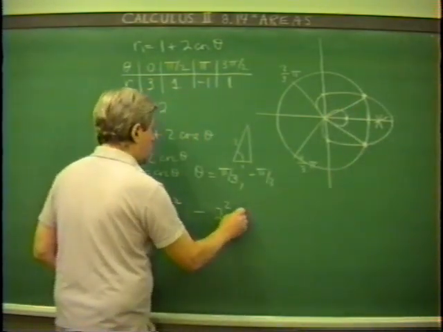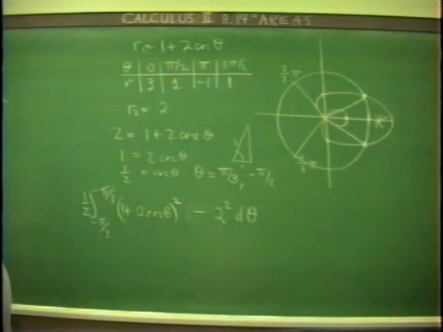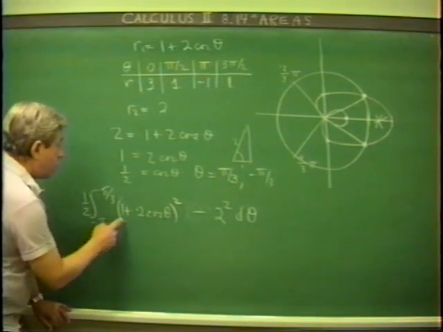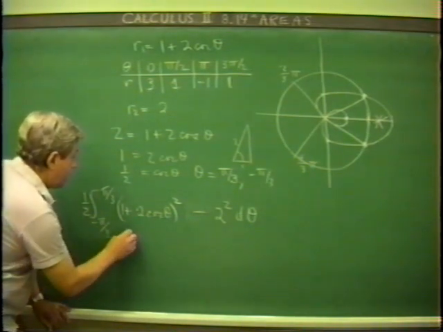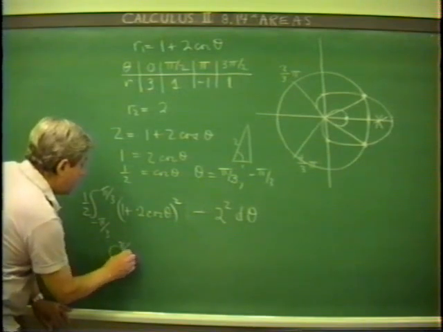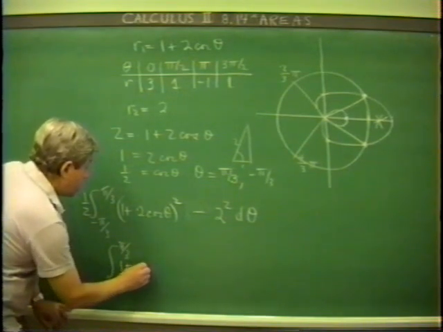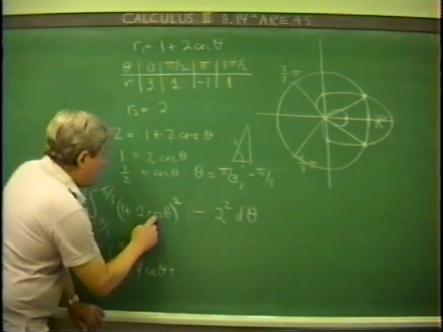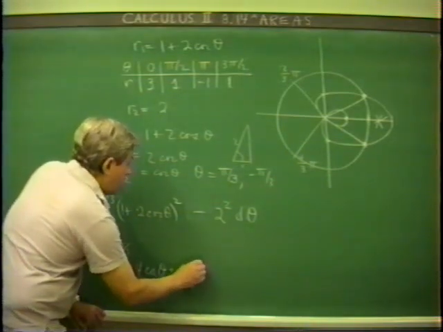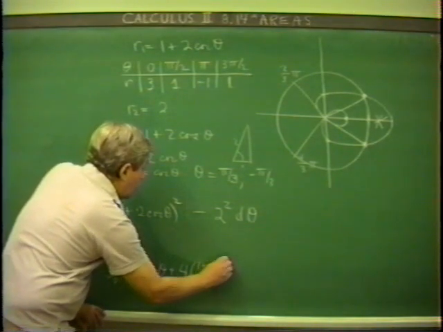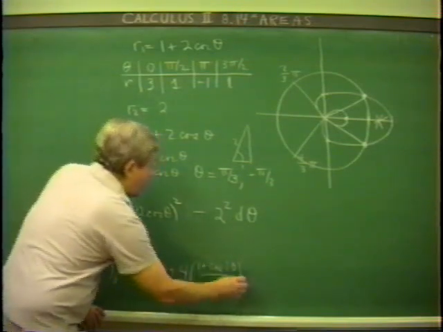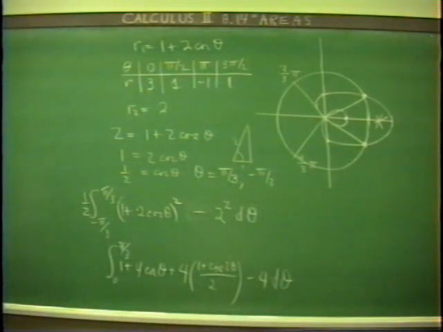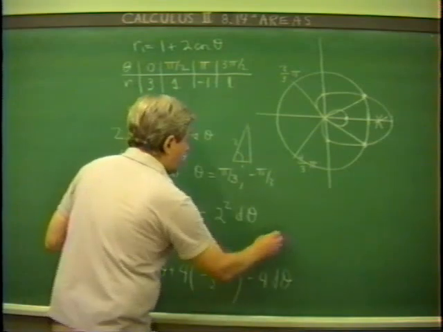We can just continue to do this here by subtracting the second one squared, because it's between the same angles here. So 2 squared d theta. Right? And the symmetry here will actually allow us to go from 0 to pi over 3 and multiply by 2. So if we get an antiderivative here, it's going to look like this, right? This is going to be the integral from 0 to pi over 3 of 1 plus 4 cosine theta plus 4 cosine squared theta. Cosine squared theta is 1 plus cosine 2 theta over 2, and we've got minus 4 d theta.